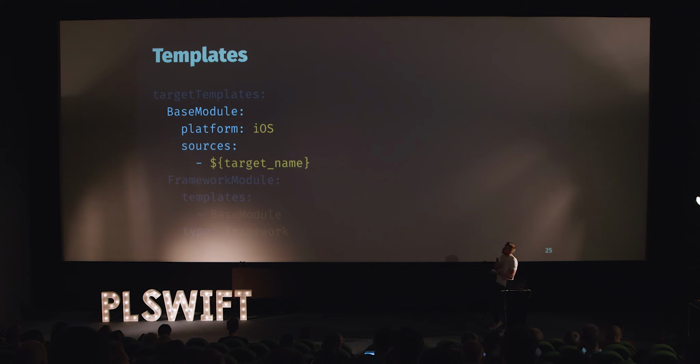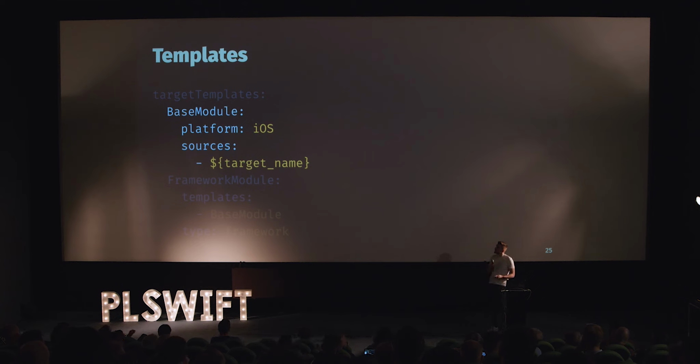So here I have two templates which I created. First one I just called base module. It's my name. I came up with, and it just contains the platform and the sources. So this template tells that each target which inherits from that template will have its sources in a directory of the name of this target.